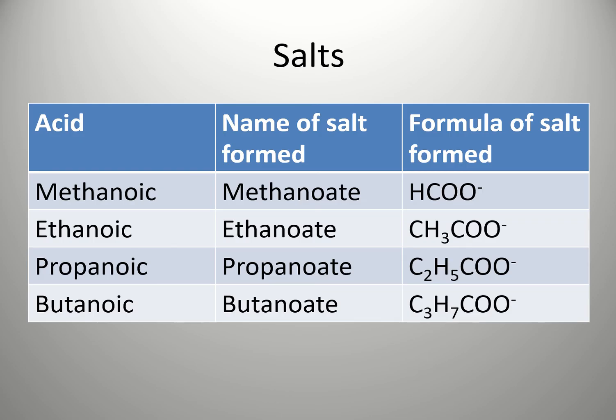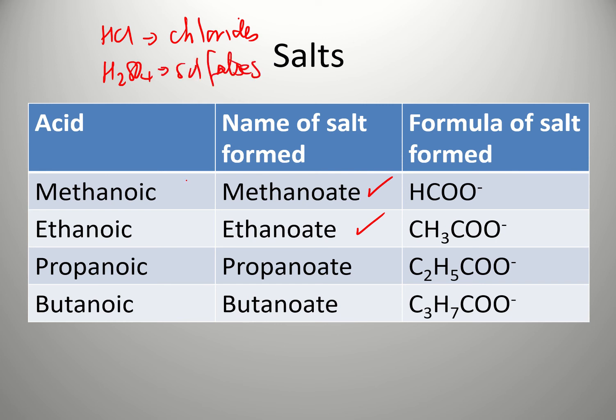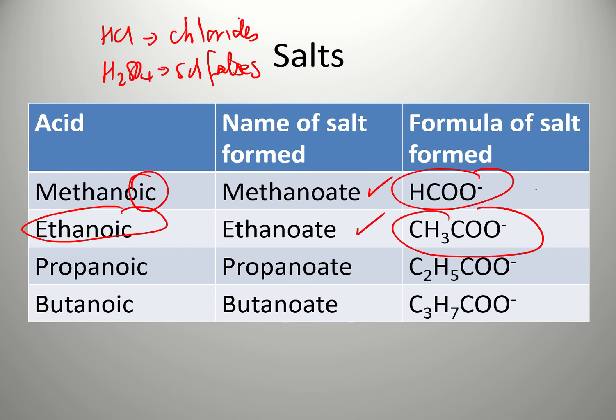We will get salts, and you need to be aware of them. They're pretty straightforward. You've certainly met methanoates and ethanoates before. Just like our hydrochloric acid gives us chlorides, and our sulfuric acid gives us sulfates, our methanoic acid gives us methanoates, and our ethanoic acid gives us ethanoates. So remember, these are -1 ions.